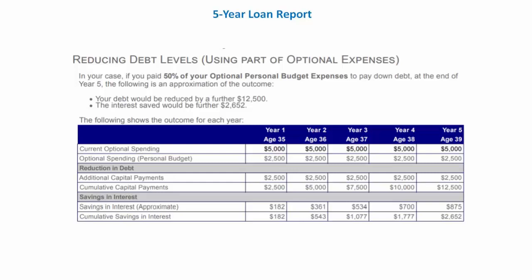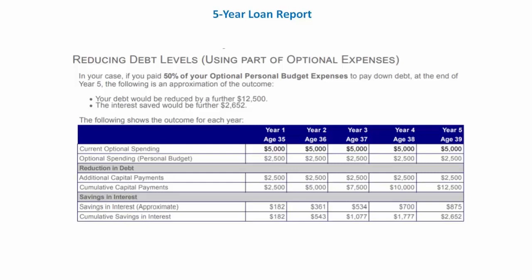In this plan, $5,000 has been listed as optional expenses, and it was elected that one could afford to use 50% of this value to repay debt. Note that this is just a theoretical example and the money is not actually applied to the loans.